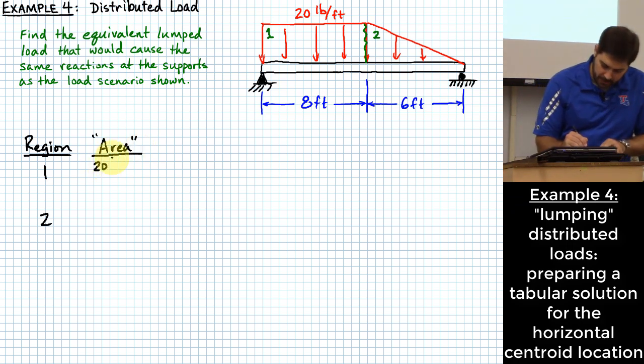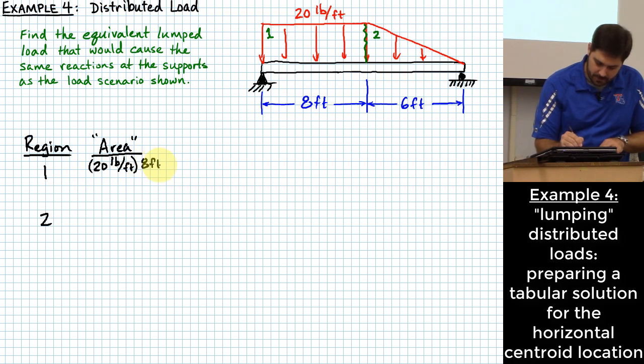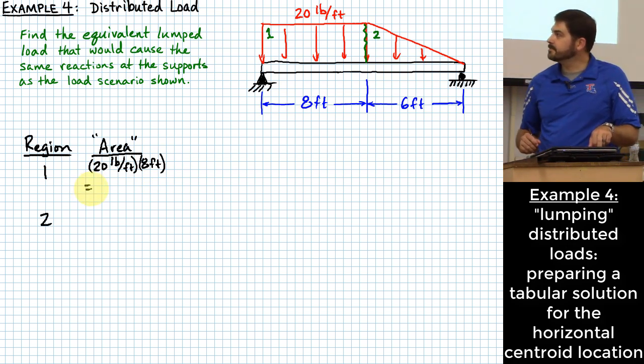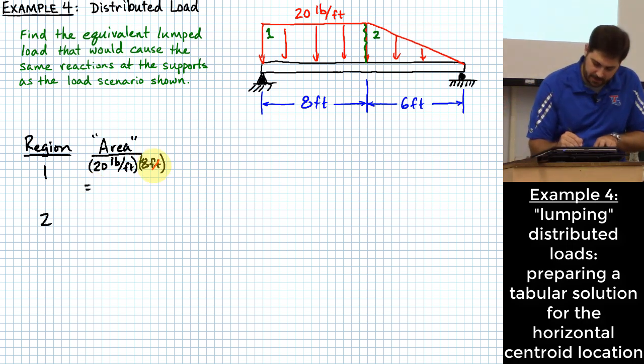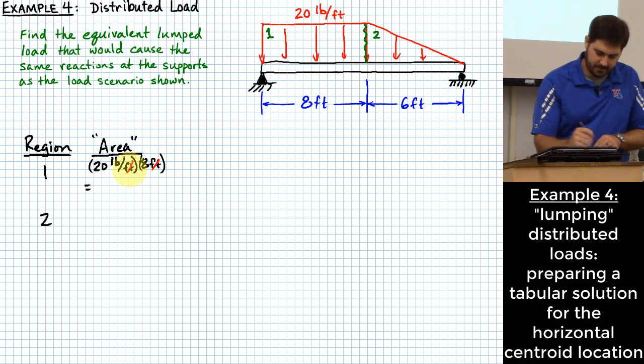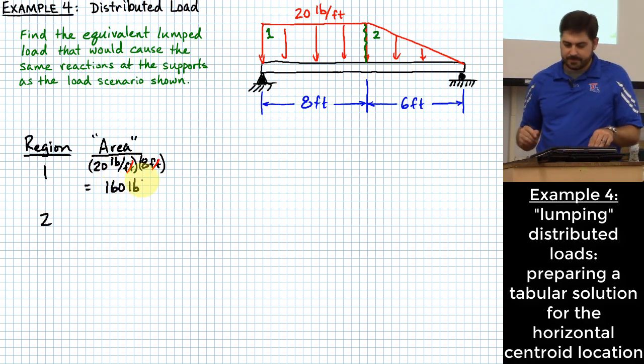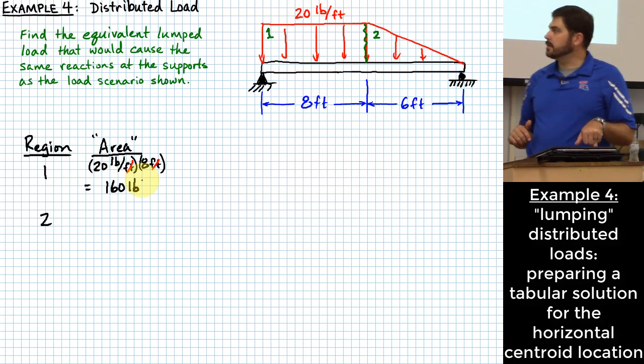Okay, 20 pounds per foot times 8 feet. Okay, so what is our area? Yeah, it's going to end up in units of pounds because you'll see there the feet will cancel. And what's 20 times 8? Okay. 160? Okay. 160 pounds.